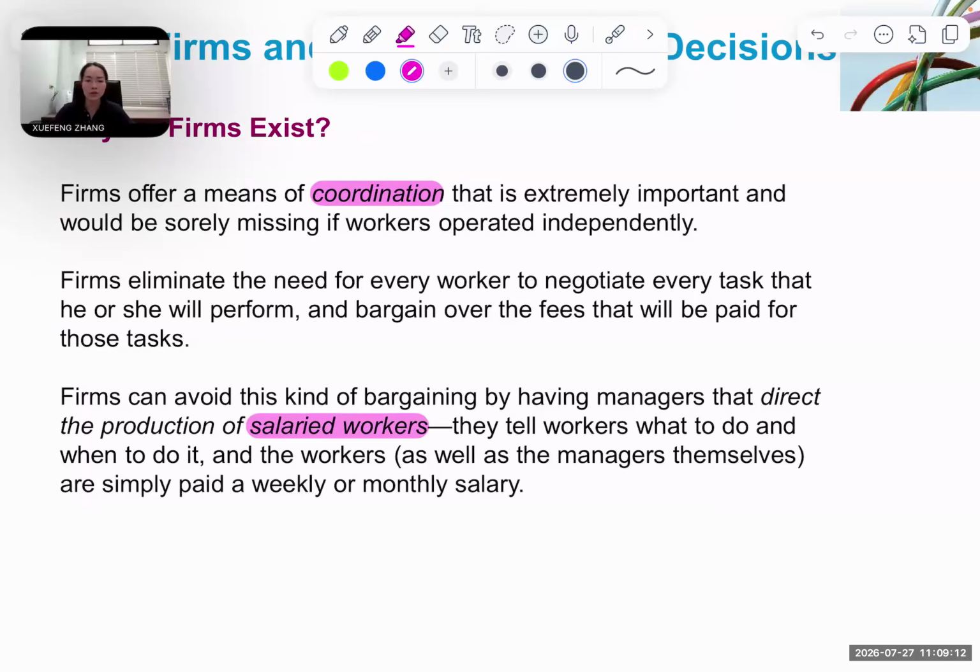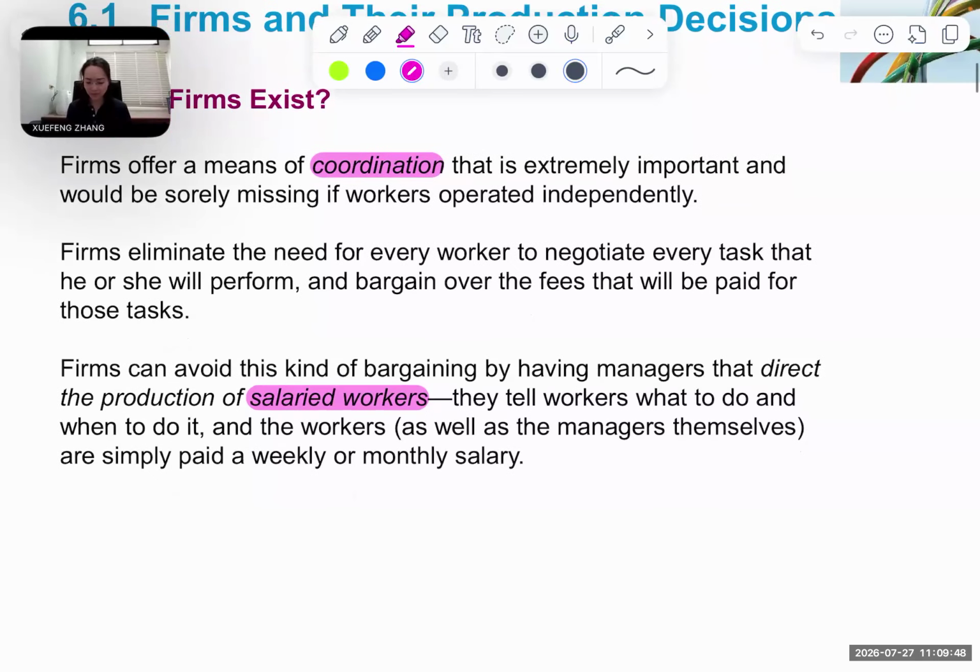Okay, so let me give you a local example. Think of a Thai restaurant. The owner doesn't negotiate a new price every time they ask the cook to make one more dish or ask the server to clean one more table. Everyone's on salary and the owner just coordinates the work, okay? Coordinates. That's the basic reason firms exist. They save everyone the cost and hassle of constant bargaining. All right? So they can avoid this kind of bargaining.